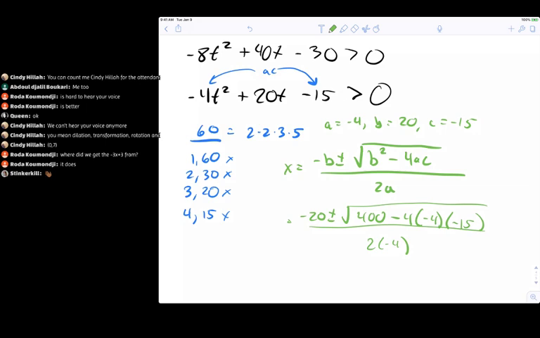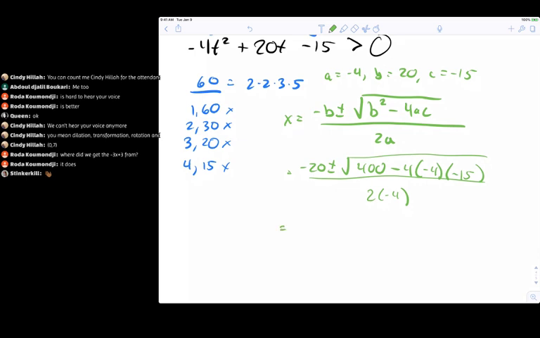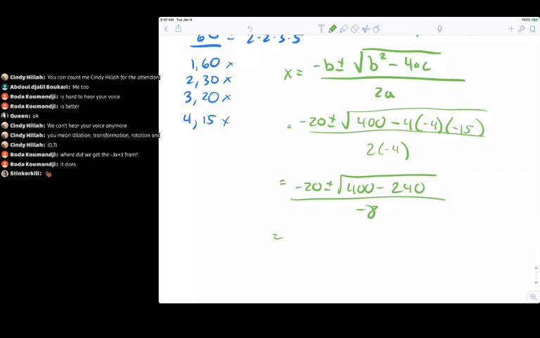So 16. Let me use my calculator. 60 times 4, 240. So it looks like this is 400 minus 240. I think 240 is a proper number. -20 plus or minus the square root of 160 over -8. Okay. 160. I think that's okay.